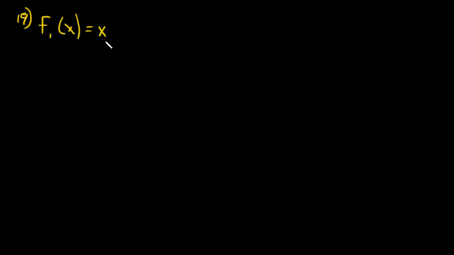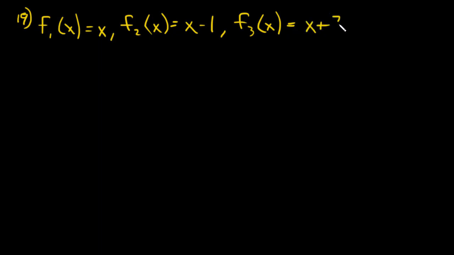is x, and f2 of x is x minus 1, and f3 of x is equal to x plus 3. Alrighty? So far it looks kind of odd, like, is there a way I can form a linear combination here?